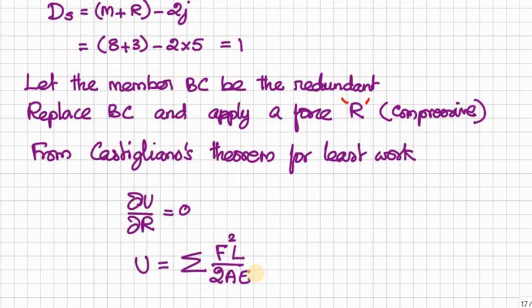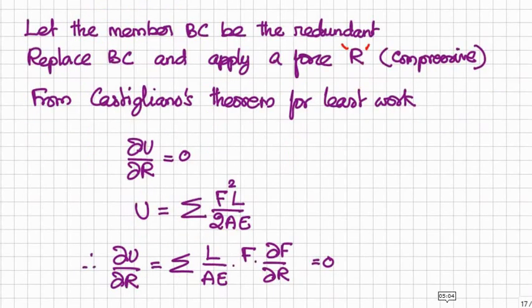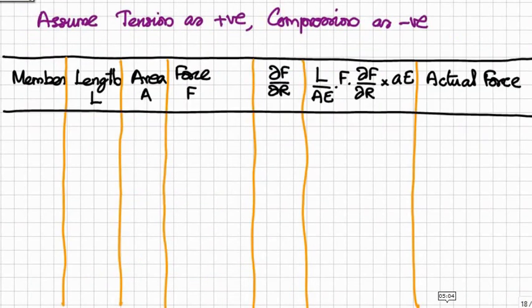From Castigliano's theorem of least work, dou U by dou R is equal to 0. And we know that the total strain energy for the truss is equal to summation of F squared L divided by 2AE. Therefore, dou U by dou R is equal to summation of L divided by AE into F into dou F by dou R is equal to 0. So here also we use the tabular form, which will be very easy to analyze the truss. We assume tension force as positive and compression as negative.